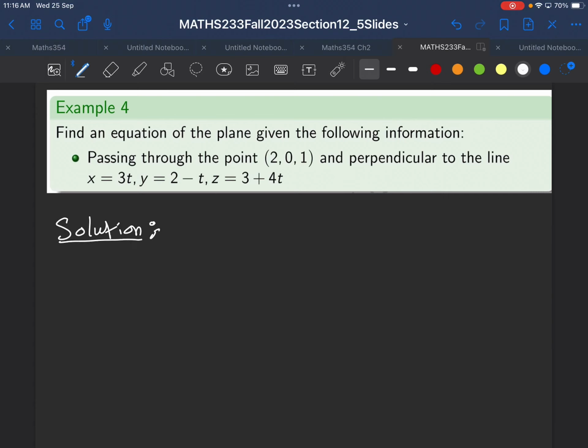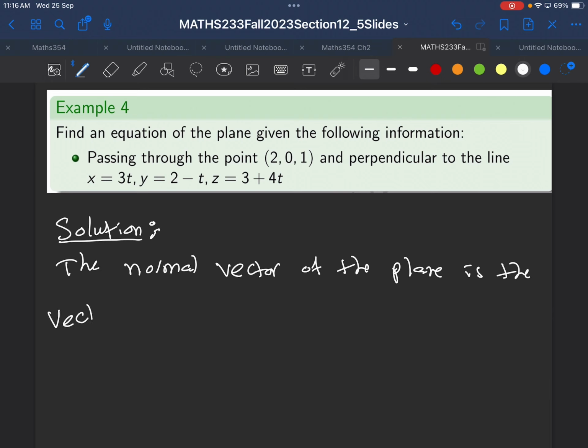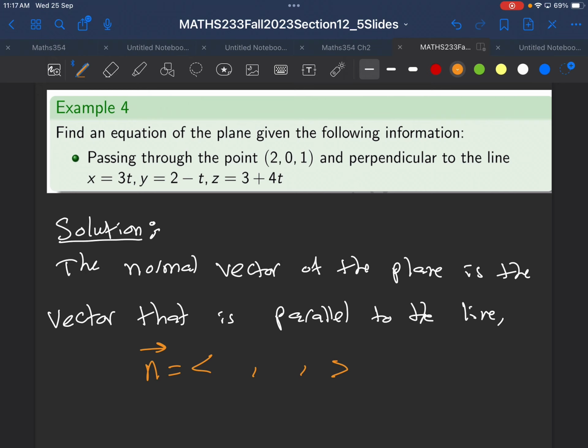Now let me write the solution here. We want to find the equation of the plane passing through this point and perpendicular to this line. So the idea is the normal vector of the plane is the vector that is parallel to the line. How do I know that? Because the line itself is perpendicular to the plane. So my vector n will be the same as the vector of the line. So my A, B, C will be the same A, B, C for the line.